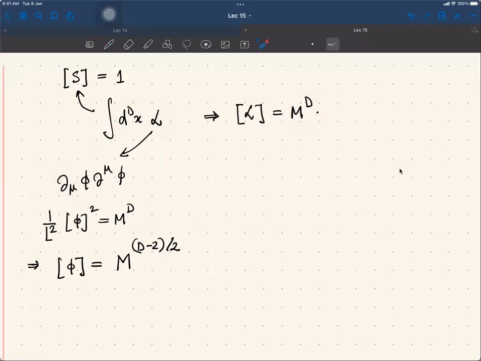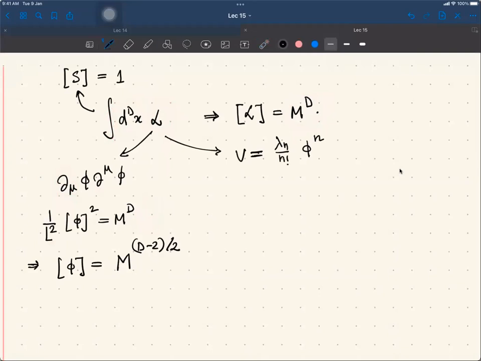So this L square goes here, so it becomes L square here, so that is (d minus 2) divided by 2. Similarly, the Lagrangian also has the potential term V, which is lambda_n by n factorial times phi to the power n. Now lambda_n is a coupling parameter, and that also can have a mass dimension.